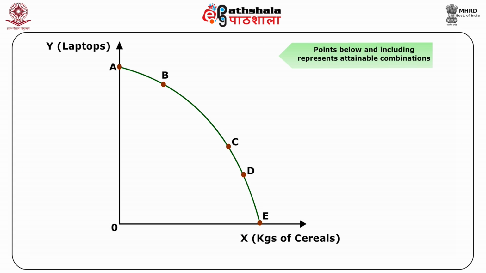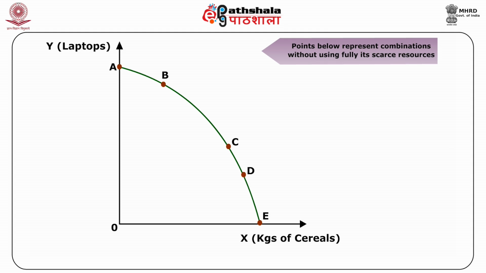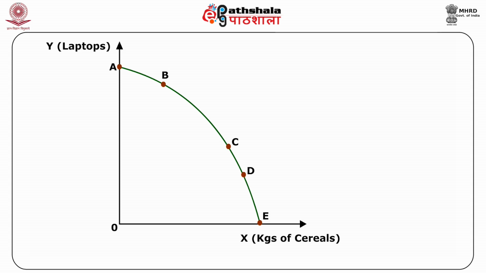All points below and including the PPC represent combinations of X and Y that are attainable by the society concerned, but only points on the PPC represent points of maximum X given the Y's or maximum Y given the X's. Points below the PPC represent what the society can produce without using its scarce resources fully.